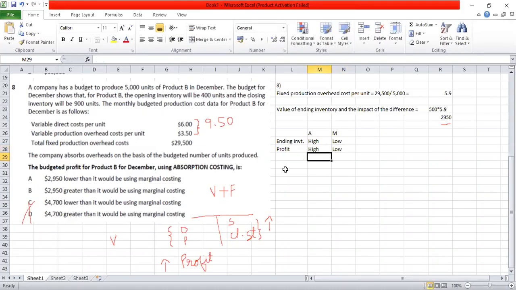So on that note, what is the correct answer? Answer is B. It says that 2,950 greater than it would be.